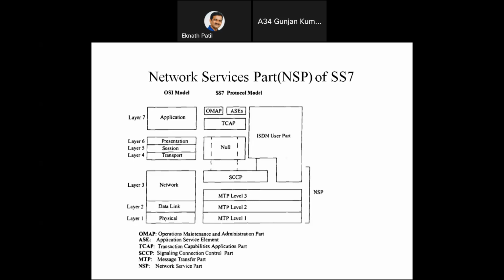So these are the things of the SS7 protocol we can keep in mind in that particular way. Operation, maintenance, administration is related to OMAP, and it is required all the time. Then the application service element and the capabilities of that transaction is another. Another one is the control, another one is the message. So these are the things we have to club together and then form the network service part for SS7.